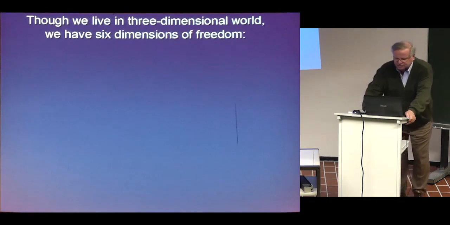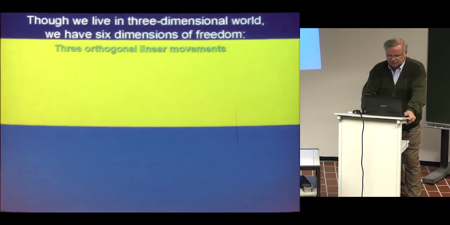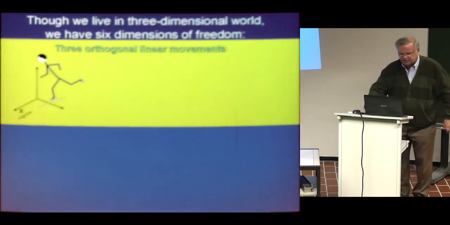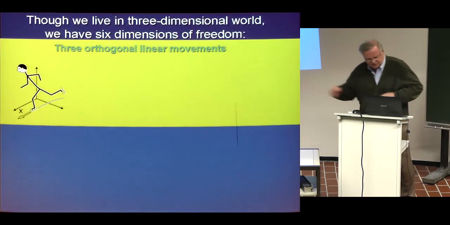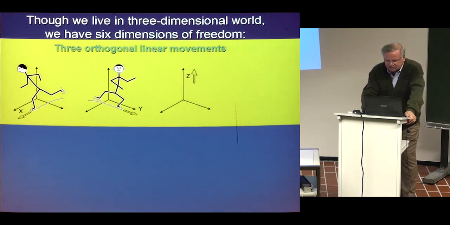I think I should show this before, but I show it again. So this is a universal issue, not only in bioelectromagnetism. Though we live in a three-dimensional world, we have six dimensions of freedom. So I show you this skater. The skater may glide in the direction of the x-axis, or glide in the direction of the y-axis, or rotate or jump in the direction of the z-axis.